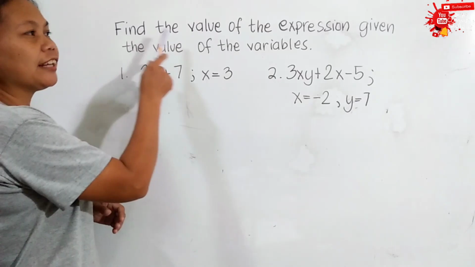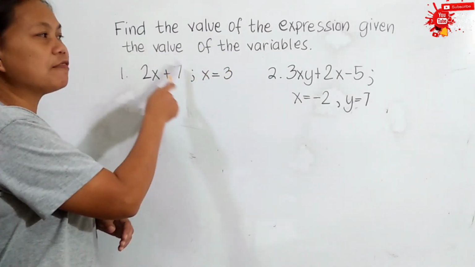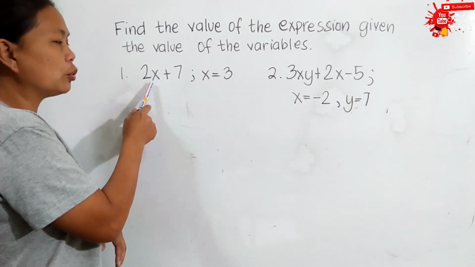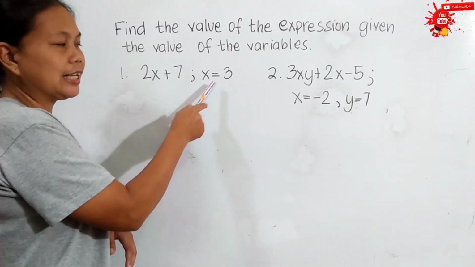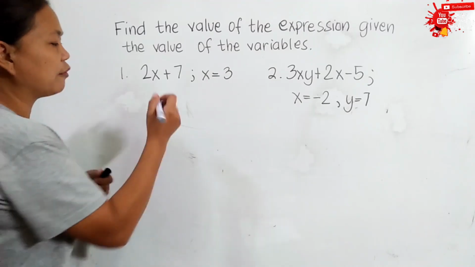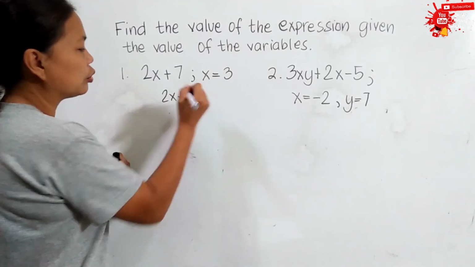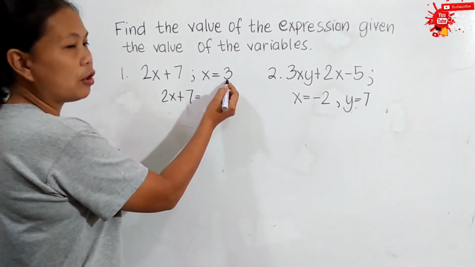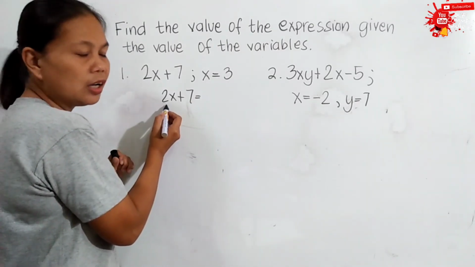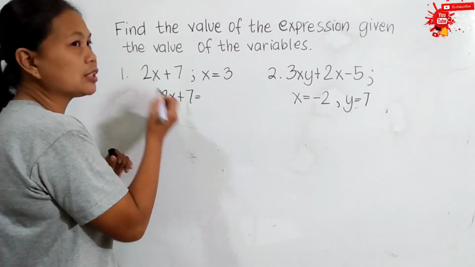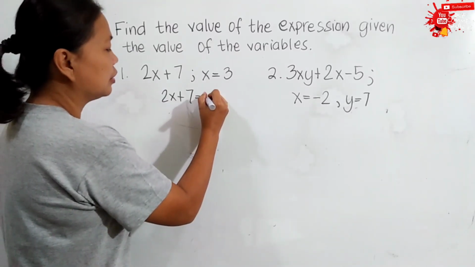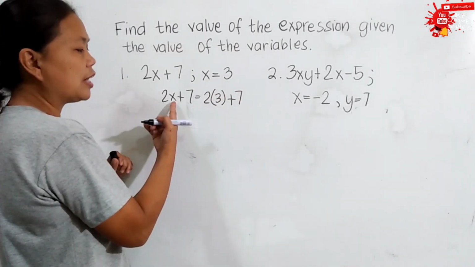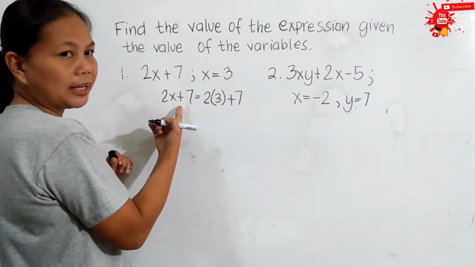Say we have here, find the value of the expression given the value of the variable. Let's say we have number 1 here. We are given an algebraic expression 2x plus 7 and the value for x is 3. So x equals 3. We have to write the given algebraic expression 2x plus 7. So it is equal to, substitute the given value of the variable, which is 3. Here 2x means multiplication, so 2x means 2 times x. So we will have here 2 times 3 plus 7. We just substitute the value of x, which is 3, to our algebraic expression.